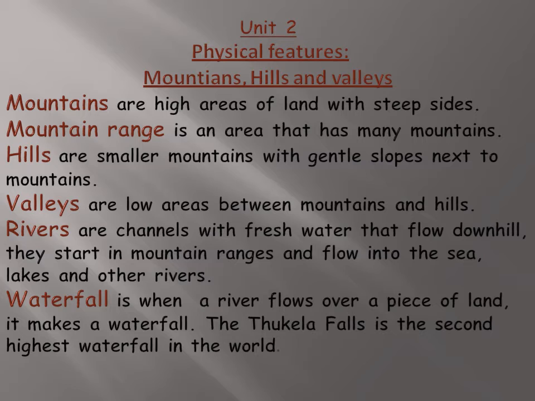So think of a river. It starts on top. Rivers can't flow upwards. They must flow downwards. So they start at the mountain and they flow all the way down into the sea, lakes and other rivers. A waterfall is when a river flows over a piece of land and it makes a waterfall.